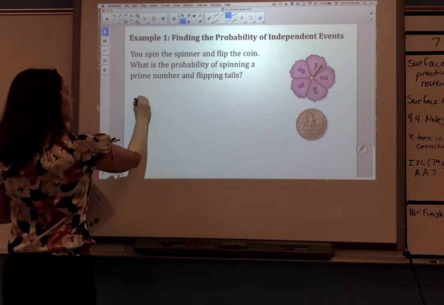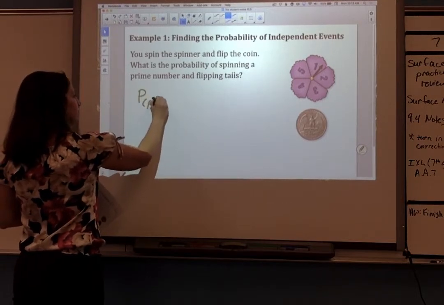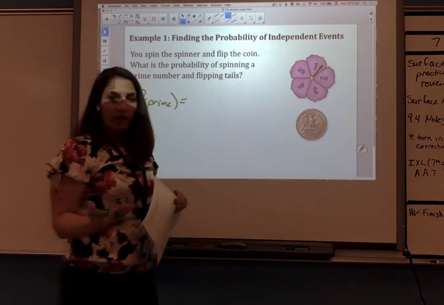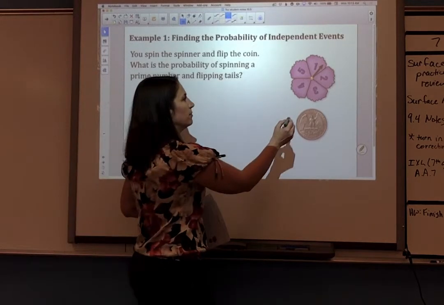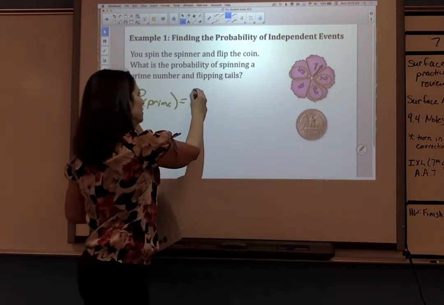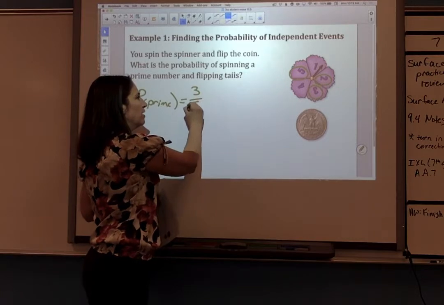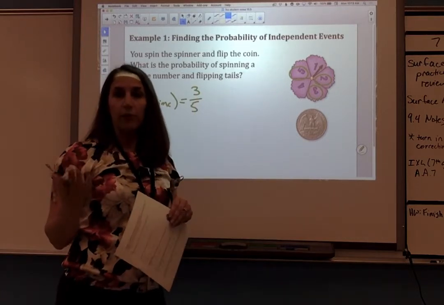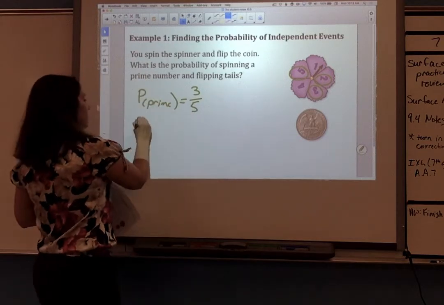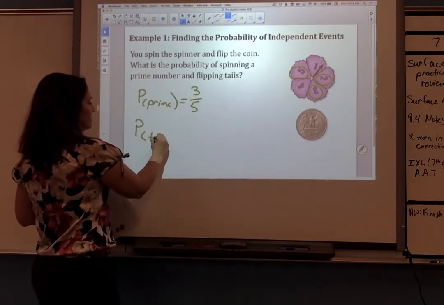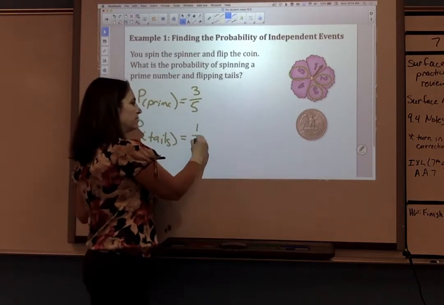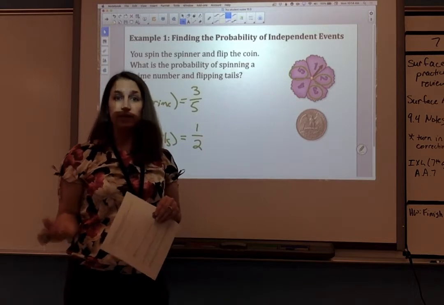So let's first find the probability of spinning a prime number. We have 5 numbers to choose from, and the prime numbers would be 2, 3, and 5. So there's 3 numbers out of 5 that are prime. So our probability would be 3 out of 5. Then we can find the probability of flipping tails. And we know that with a coin flip, there's 2 possibilities, and one of those 2 possibilities is tails.